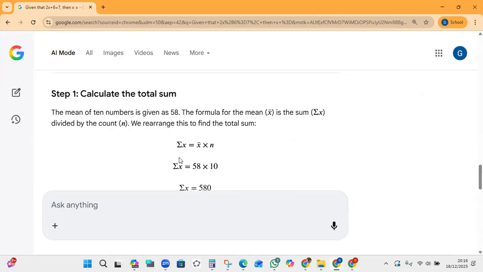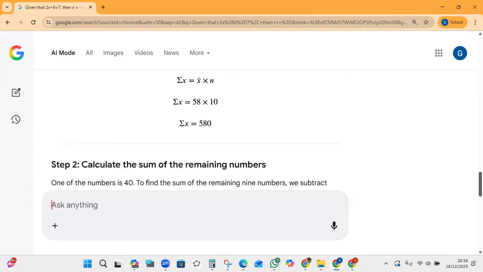Therefore, to get the sum, we have to multiply the mean by the number of values, because to have gotten the mean, we had to divide the sum by 10. So to get back the sum, we have to multiply the mean by 10. That will give us the sum. Another word for sum is total. So first we calculate the total by multiplying the mean by 10.